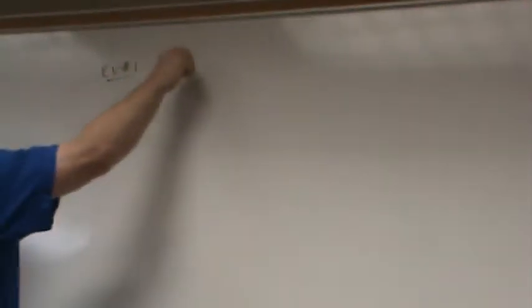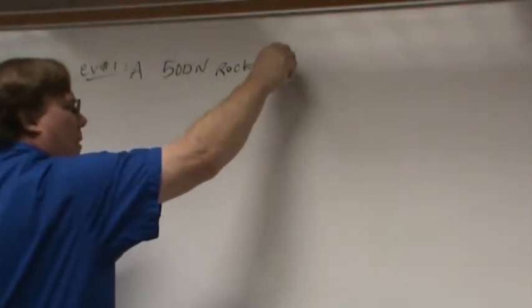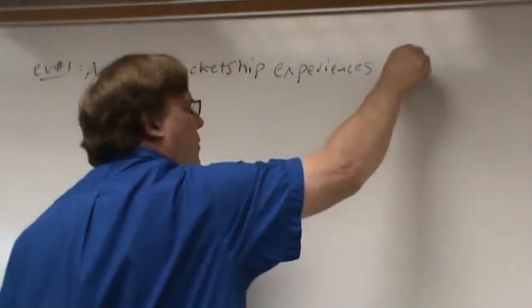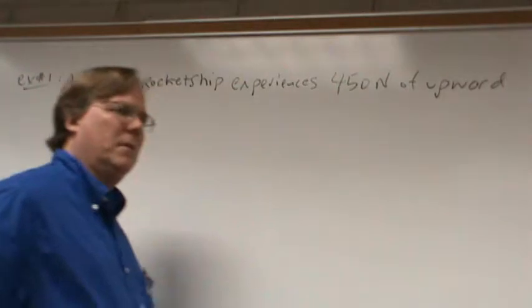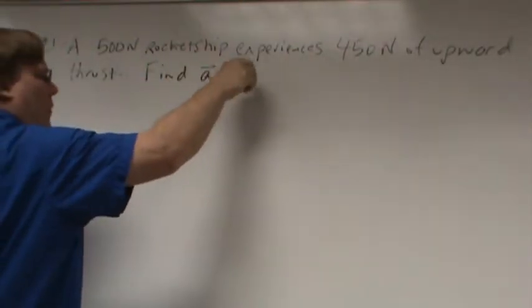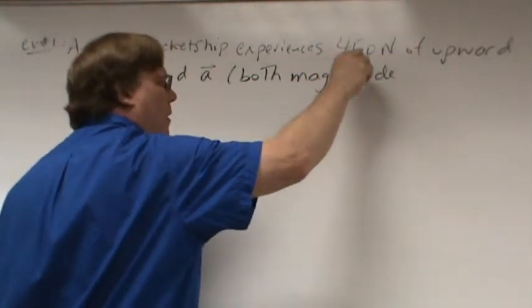Here comes our first example. A 500 Newton rocket ship experiences 450 Newtons of upward thrust. Find its acceleration. And I want both magnitude and direction.